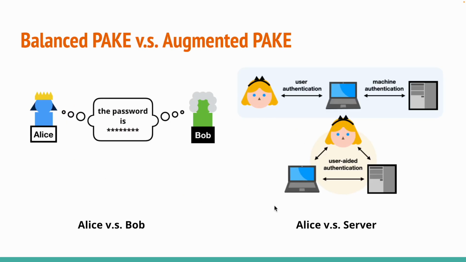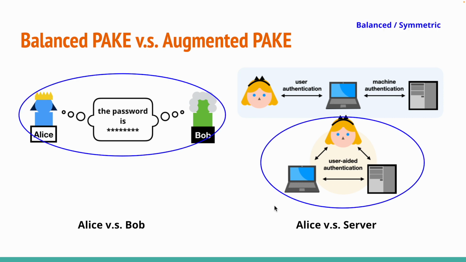The difference between these two types of PAKE is very easy to understand. Previously, we have only seen Alice and Bob. Now we consider the two parties as Alice and Server. The balanced PAKE is also called symmetric PAKE, where both parties know the exact password or equivalent. For example, when a user wants to pair two physical devices together, a phone and a TV. A recent Wi-Fi protocol, WPA3, uses a balanced PAKE called Dragonfly.